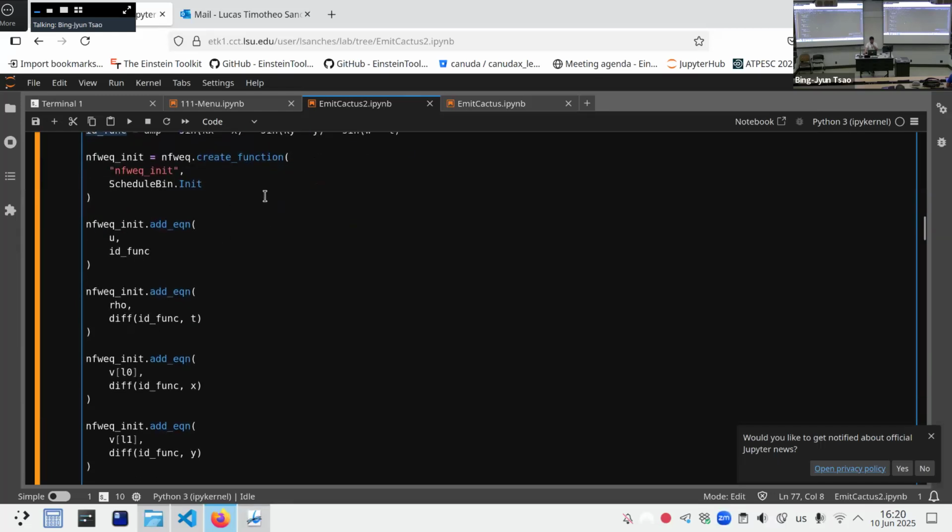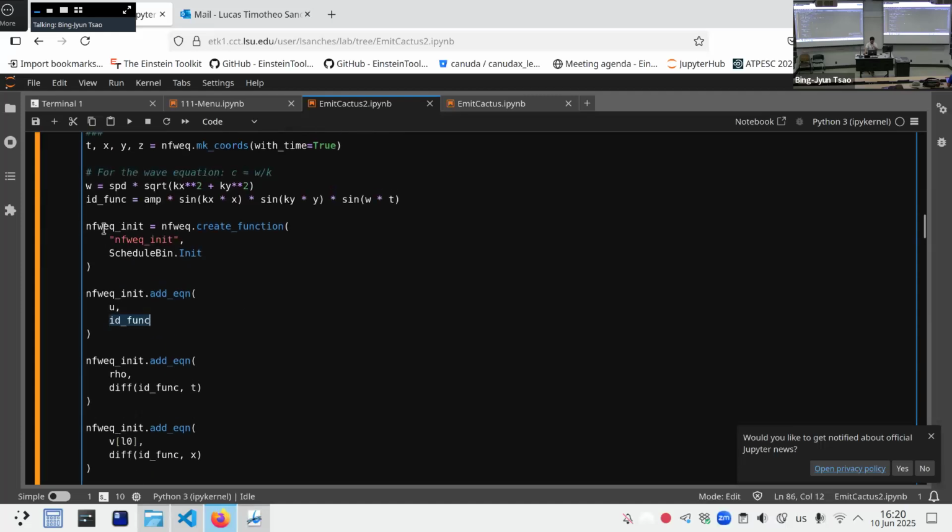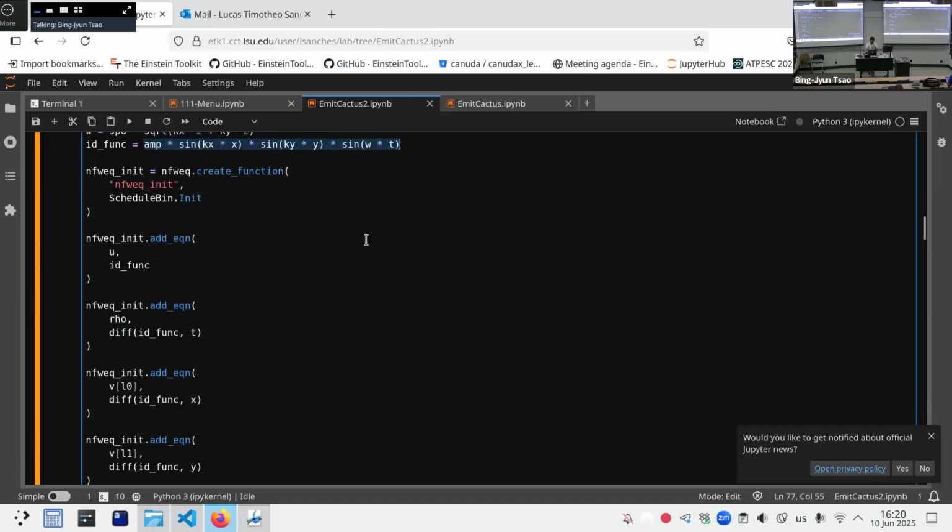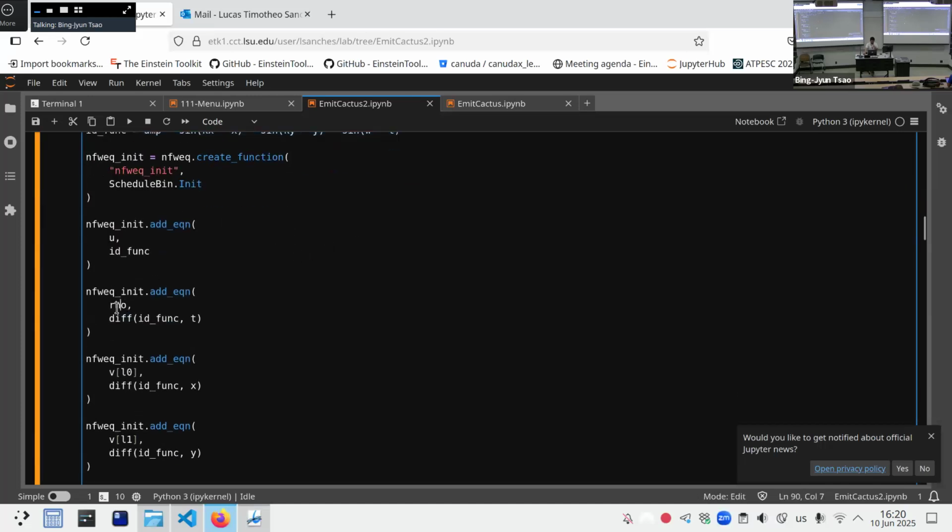So now we started adding functions, the actual scheduled functions in Cactus. We are creating a function, and we're going to call it NFWEQ, which means non-flat wave equation init. And we're going to schedule it at the initialization bin. This is where our initialization is going to go. So u is our main variable, and we're just going to assign ID func to it, unaltered. Rho is the time derivative of u, and this is what I am writing down right here.